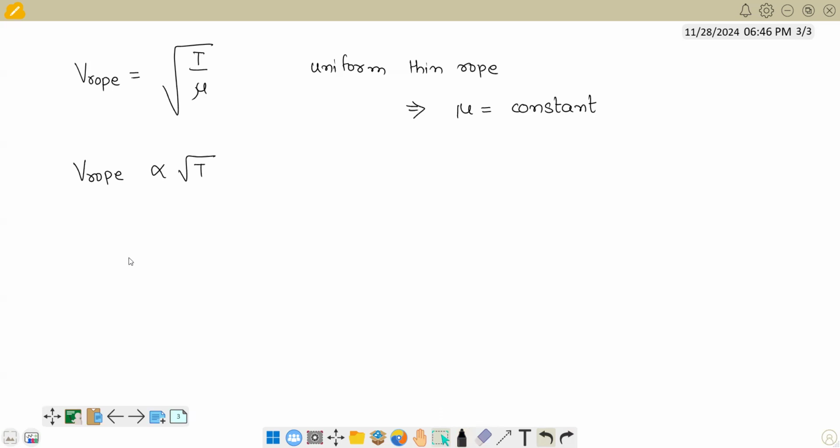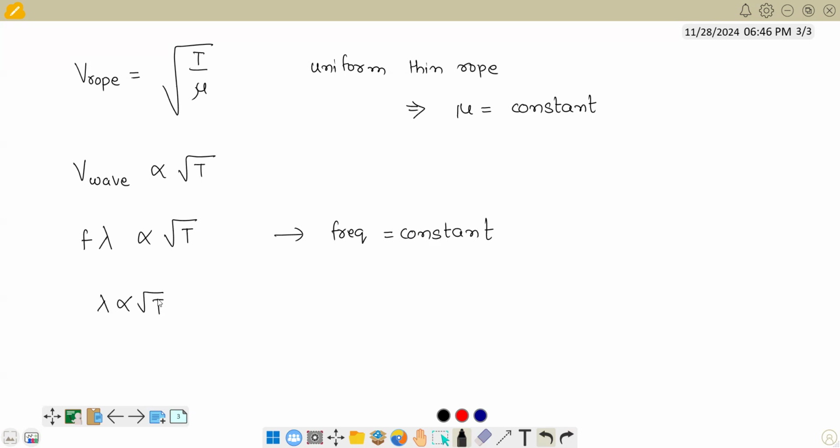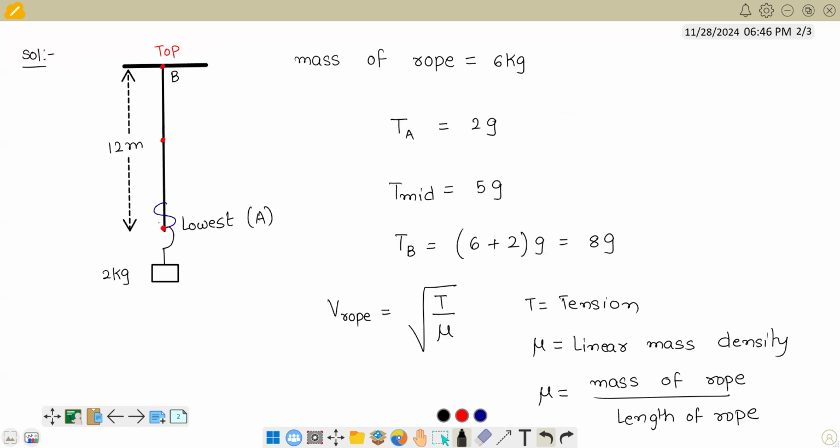Now, what happens when the velocity of the wave increases? We know velocity of a wave can be written as frequency into wavelength, and we can say it is proportional to root T. And remember, frequency does not change with medium. So frequency equals constant. So finally, this entire thing becomes wavelength proportional to root T. This is how wavelength changes depending upon this T value.